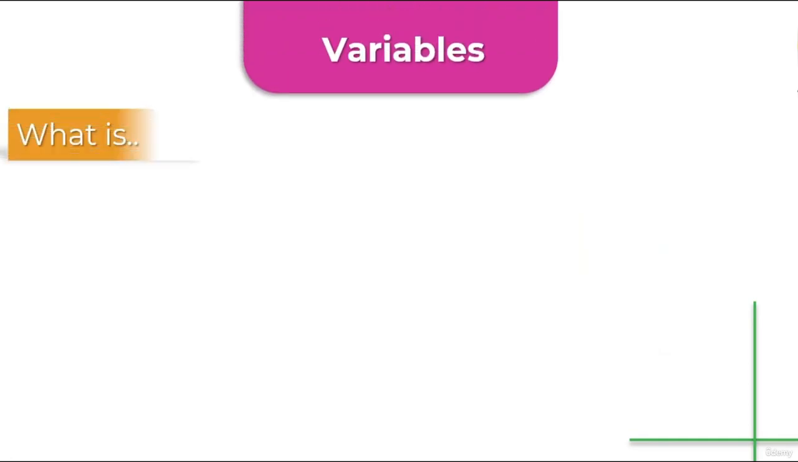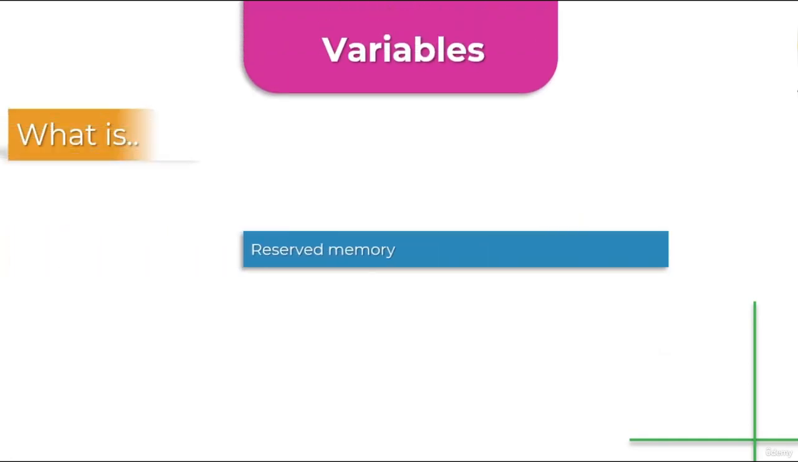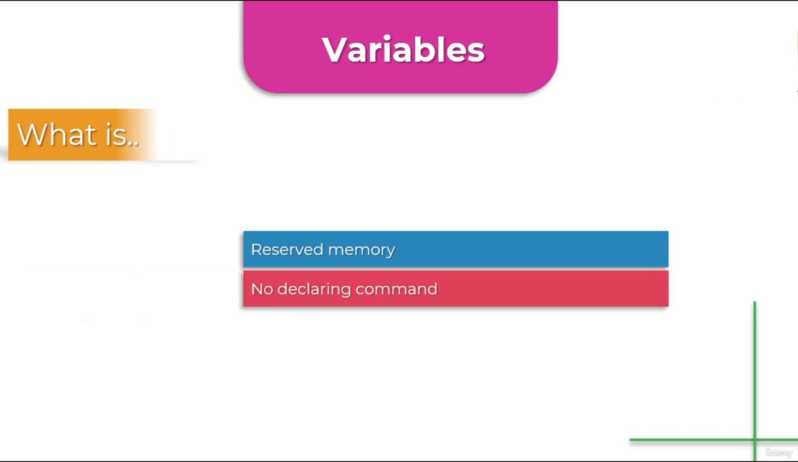So variables are nothing but reserved memory locations to store values. It means that when we create a variable, we reserve some space in memory. Based on the data type of a variable, the interpreter allocates memory and decides what can be stored in the reserved memory. Unlike other programming languages, Python has no command for declaring a variable. A variable is created the moment we first assign a value to it.